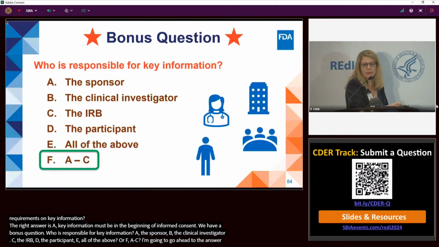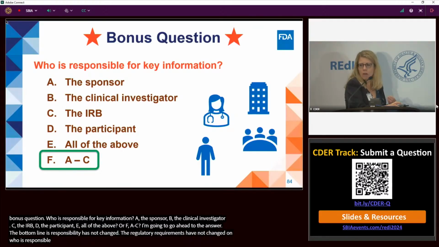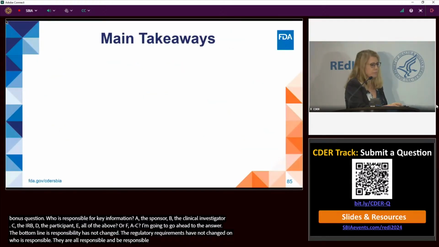And the bottom line here is that the responsibilities for preparing consent, including the key information, has not changed. The regulatory requirements have not changed about who is responsible. The sponsor, the clinical investigator, and the IRB are all involved and responsible for preparing the key information section.